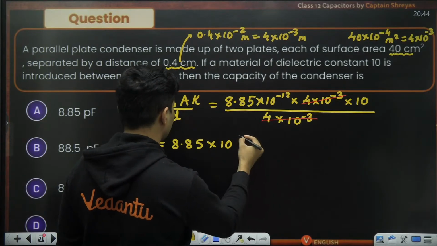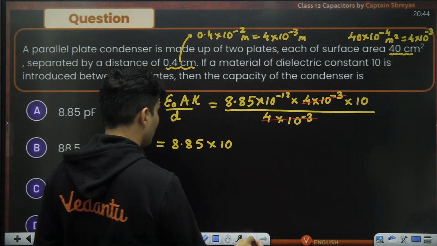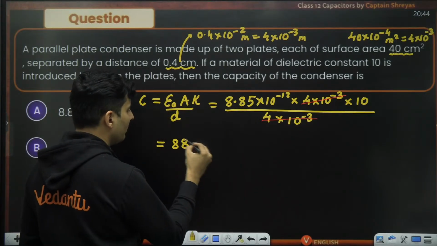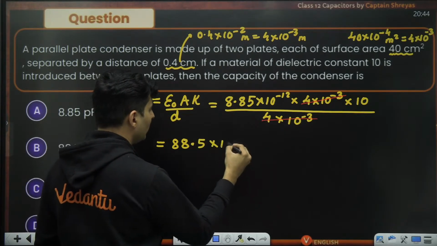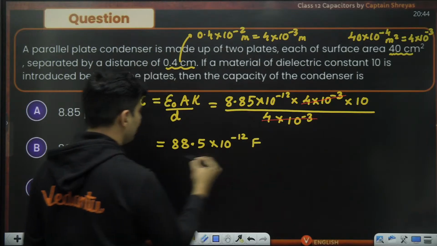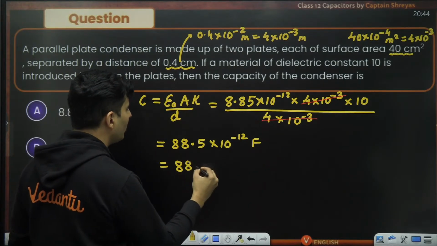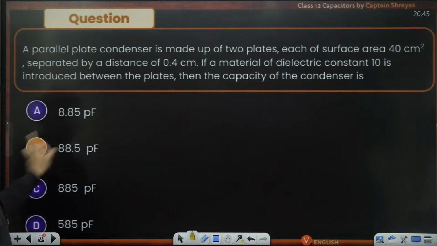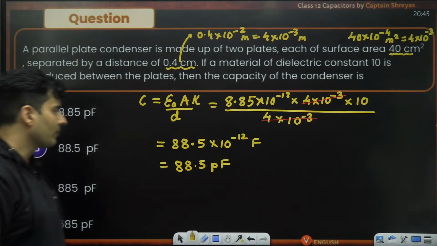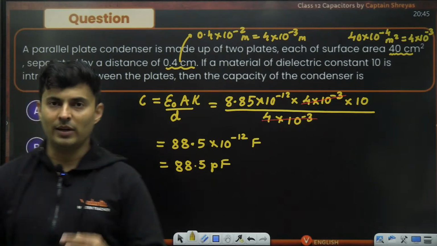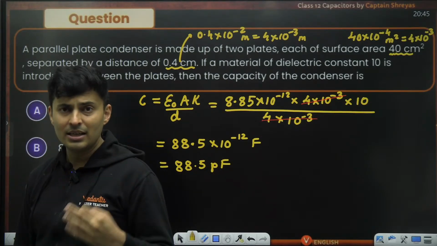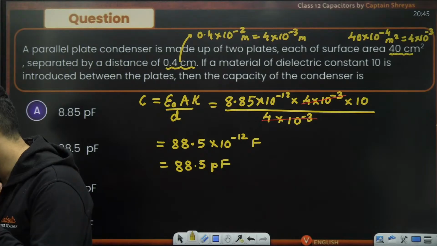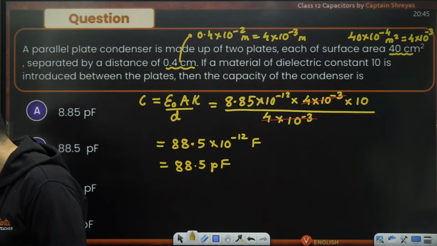So this is minus 11, but I can see pico over here. So why not just do one thing? Swallow the 10 inside. So it will become 88.5 into 10 to the power minus 12 farads. The power of negative 12 is a pico, so it will be picofarad. 88.5 picofarad is the right answer. Pico is minus 12, nano is minus 9, micro is minus 6, milli is minus 3. Yeah, perfect. Very good. Great.